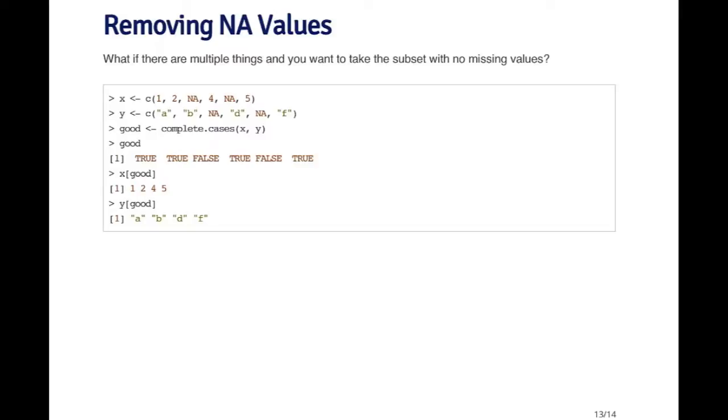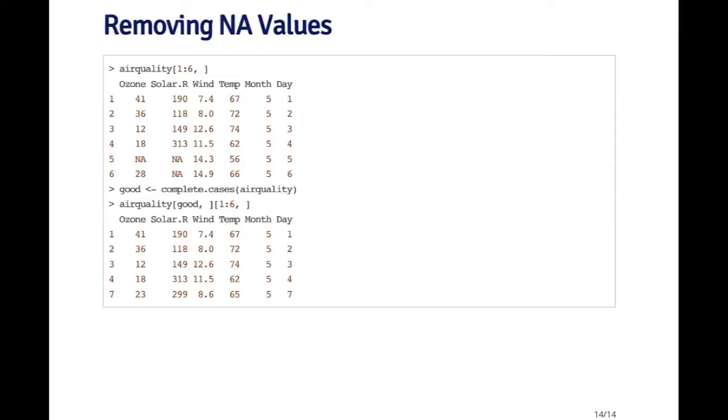So now when I subset x, I get the good elements of that, and when I subset y, I also get the good elements of that. So that's how I can look at multiple objects and subset all the missing values out to get the good elements.